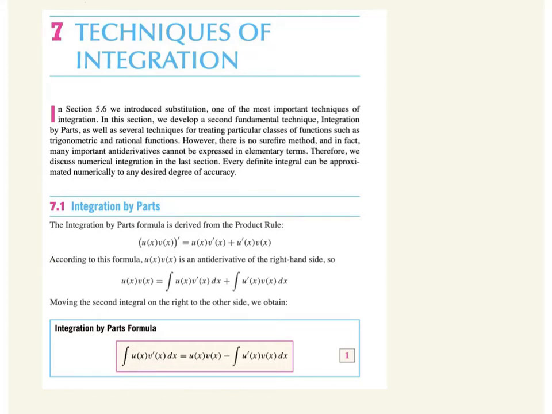Hey everybody, Chapter 7 is all about different techniques of integration that we're going to look at. The first type is called integration by parts, and this is going to most resemble essentially reversing our product rule that we learned back in Chapter 3.